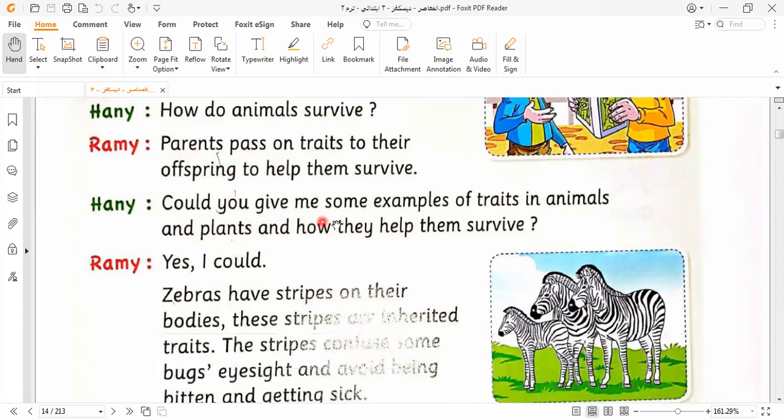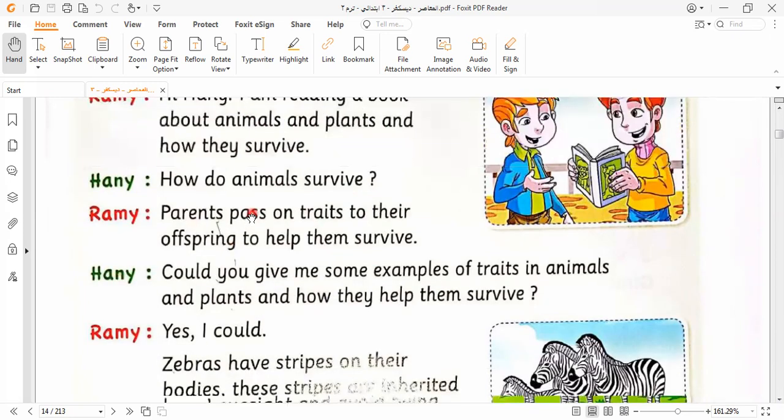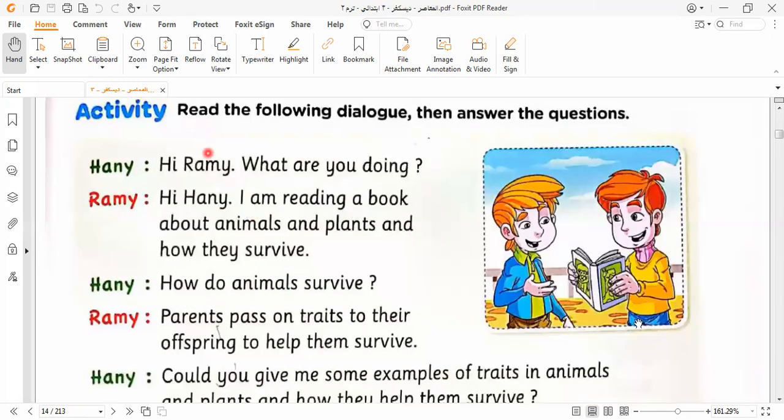Could you give me... This is the dialogue. I will repeat it again because I didn't say who is talking. Hani is talking to Ram. Hi Ram, what are you doing? Ram: Hi Hani, I'm reading the book.